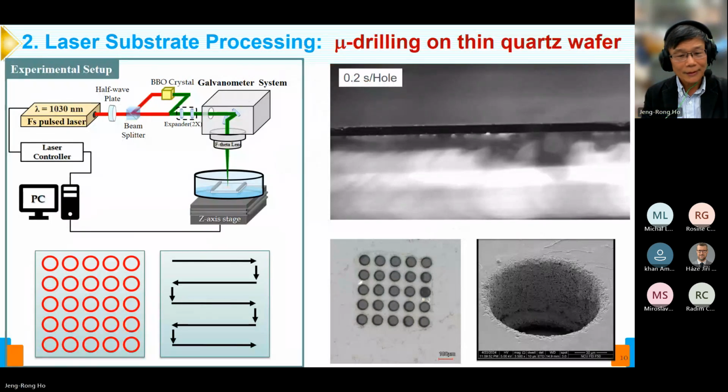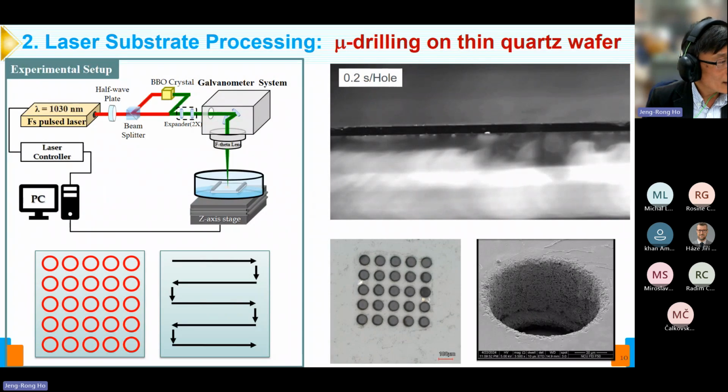And in this slide I show the substrate is quartz, a thin quartz wafer, and the application is high frequency quartz oscillators. The thickness of the wafer is about 65 microns. So usually the thinner the wafer, the higher frequency can be achieved.